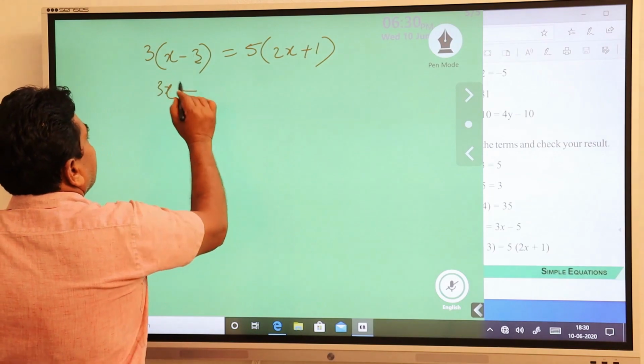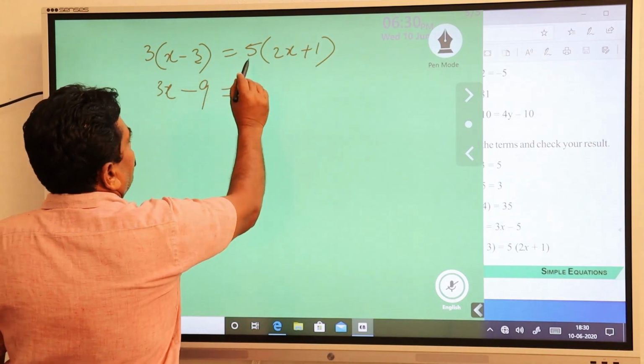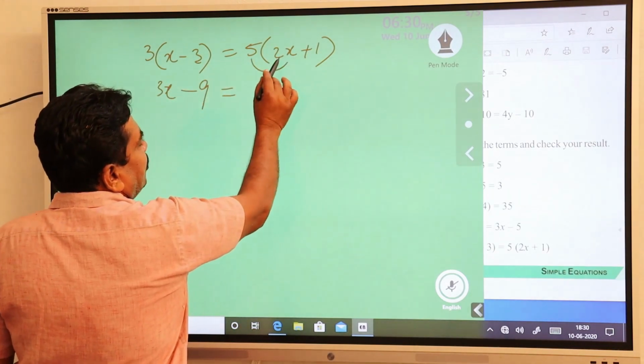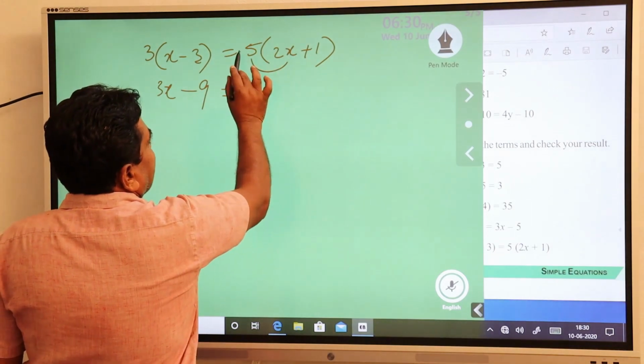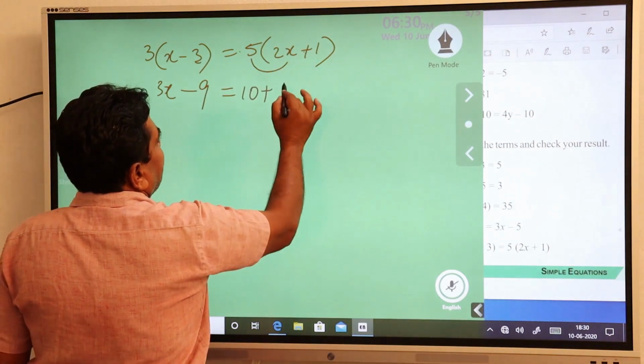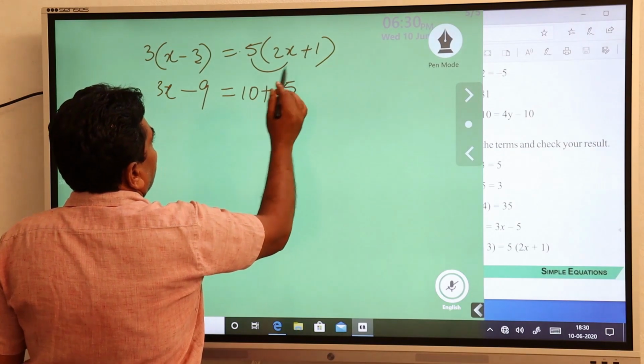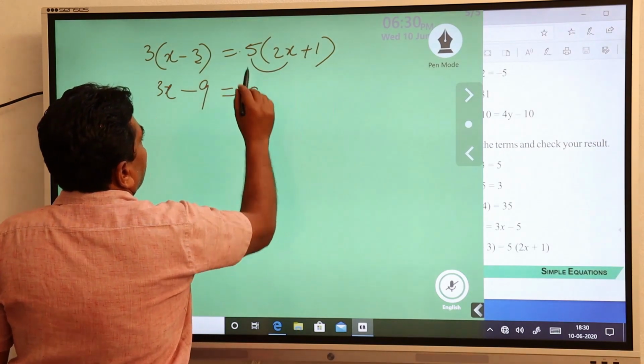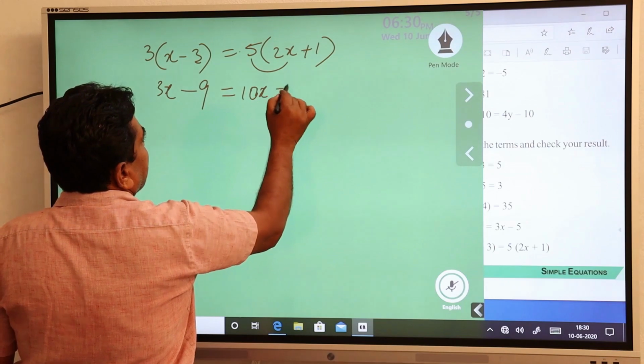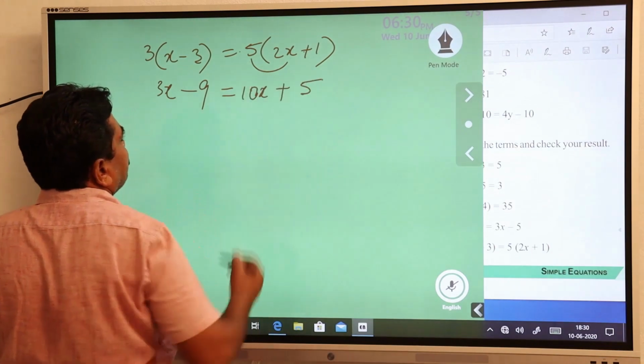So 3 threes are 9, is equal to 5 into 2x. 5 twos are 10, 10x, plus into plus is plus. 5 ones are 5. So x is there, 5 twos are 10x, plus 5 ones are 5.